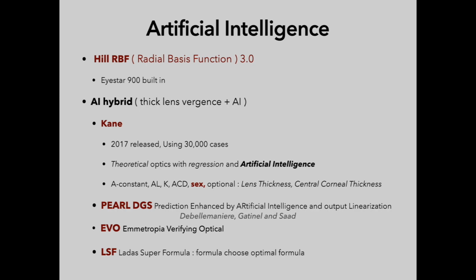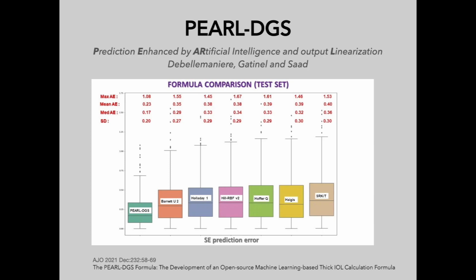Ladas super formula uses previous formulas. LSF itself chooses the optimal formula for each case. This is data published in AJO 2021. Mean error was less than a quarter diopter in the Pearl DGS group. Look at the SRK/T in the last. It is not so bad compared to Barrett Universal 2 or other formulas. That is the reason why it has been popular for 30 years.